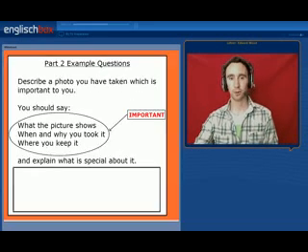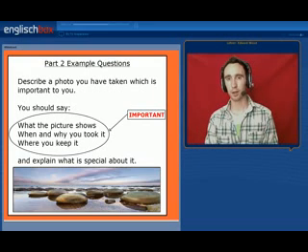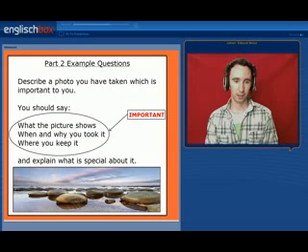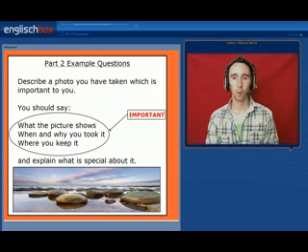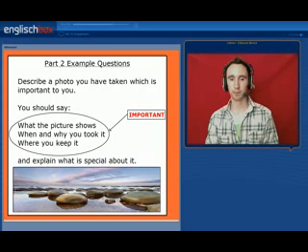In section 2, you're given a card with the layout as is shown in front of you now. One example here says describe a photo you have taken which is important to you. You should say what the picture shows, when and why you took it, where you keep it, and explain what is special about it. Now, like I said in the introduction to this video, it's very important you cover these 3 points and also the final point, explaining what is special about it. So you have a few minutes to talk and make sure you cover these 3 points.